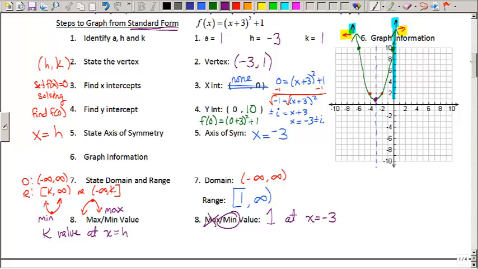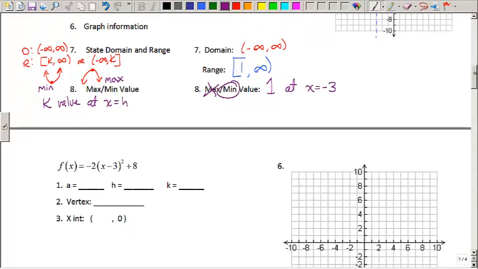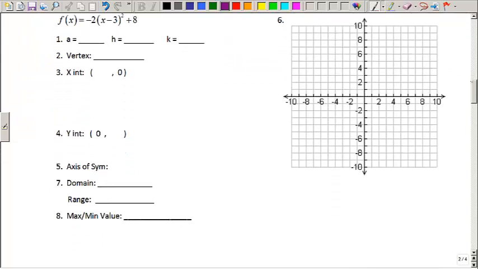Let's apply these same 8 steps to the next problem. f of x is equal to negative 2 times the quantity x minus 3 squared plus 8. In this case, my a is negative 2. My h is positive 3. It's the opposite of the inside of the parentheses. And my k is 8. It's not opposite. It's the same, exactly what your intuition would assume it would be.